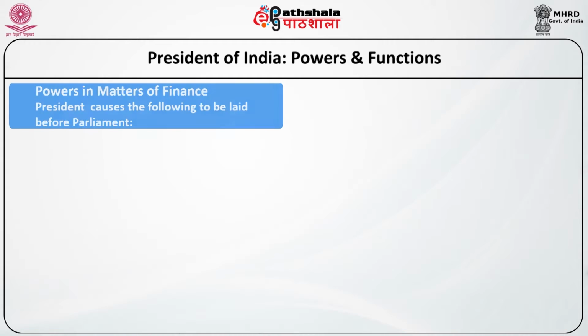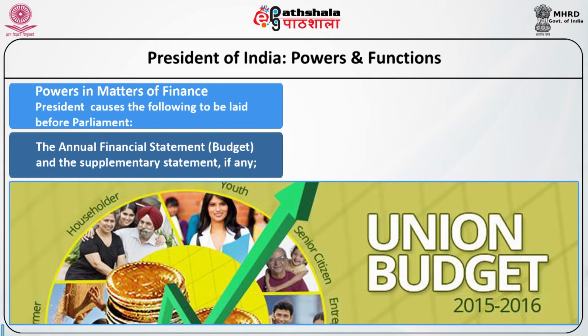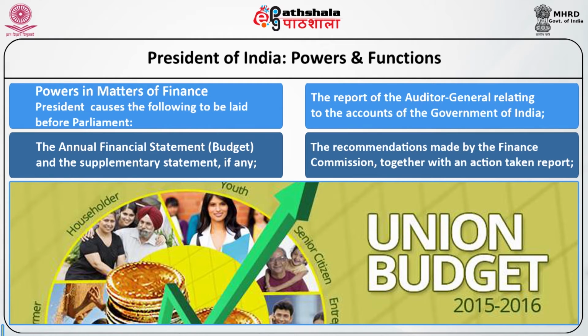Financial powers. The President of India causes the annual financial statement to be laid in front of the house. Besides this, he also lays the report of the Comptroller and Auditor General of India and the recommendations of the Finance Commission, which he constitutes every 5 years.